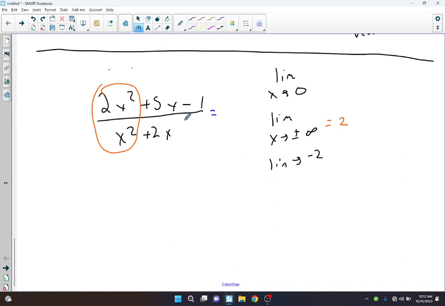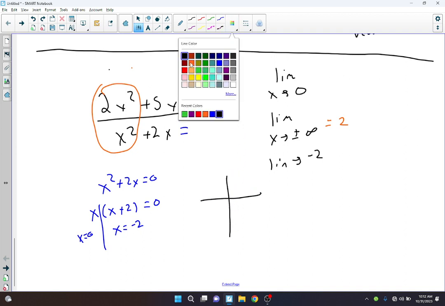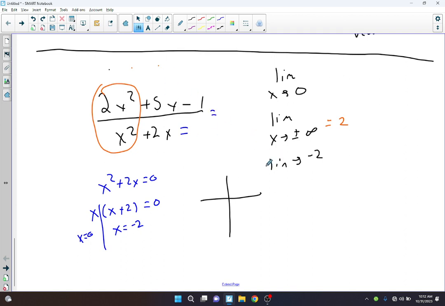So what I'm going to do is set the bottom equal to 0, okay? So I'm going to have x squared plus 2x equals 0. I'm going to take out x's, and then I have x times x plus 2 equals 0. And then my two answers should be x equals 0 and x equals -2. Okay, what does that mean physically? Physically, that means on the graph, you have vertical asymptotes, not horizontal in this case. One at 0 and one at -2.